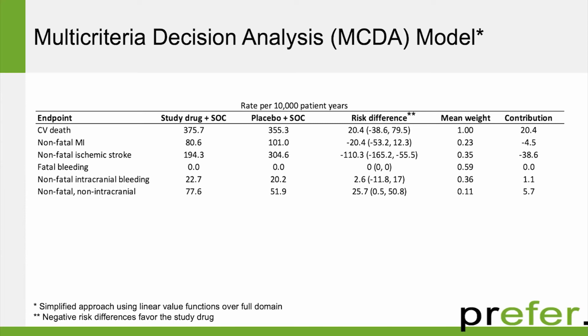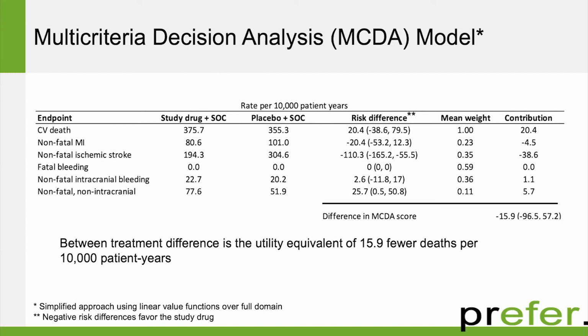The contribution then is that risk difference times the mean weight. So 1 times 20.4, same. The minus 20.4 times 0.23 is a much smaller number. Now animate one more time, please. Now what you do is add the contributions and you get the difference, in this case, in score, minus 15.9. Now that number actually has meaning. What this says is the difference between these treatments is the equivalent in the utility scale of 15.9 fewer deaths per 10,000 patient years. So that is what this model is doing for you.